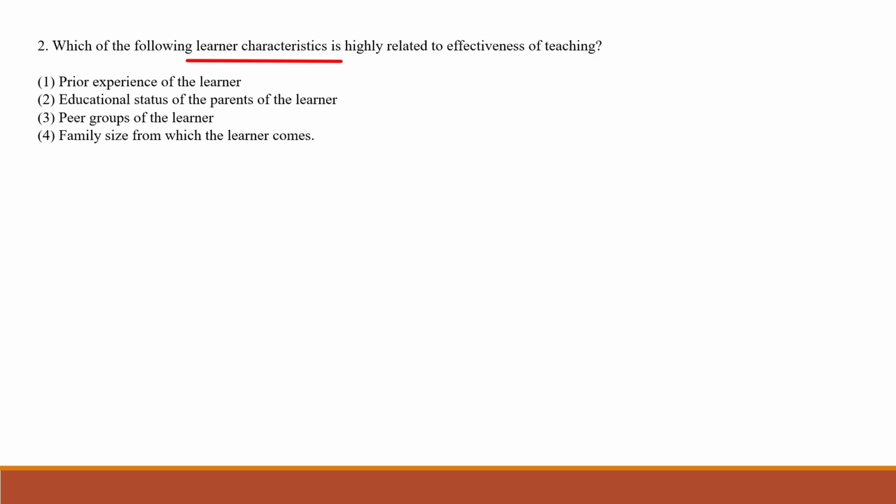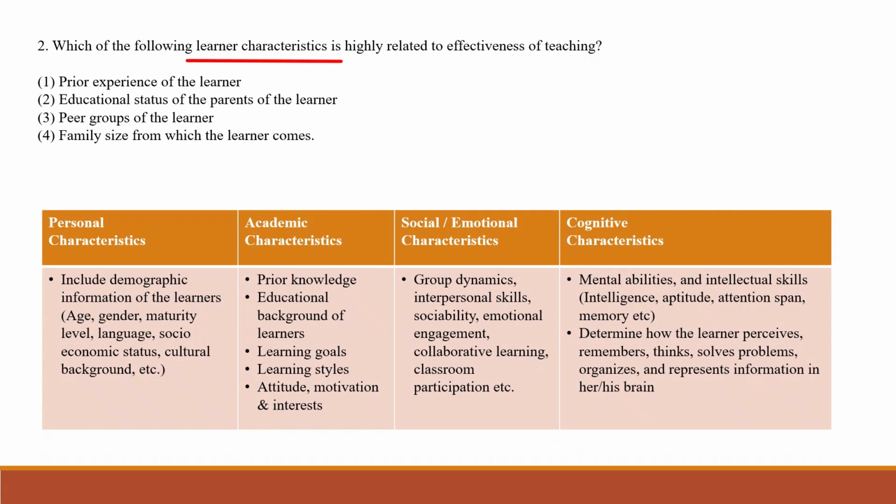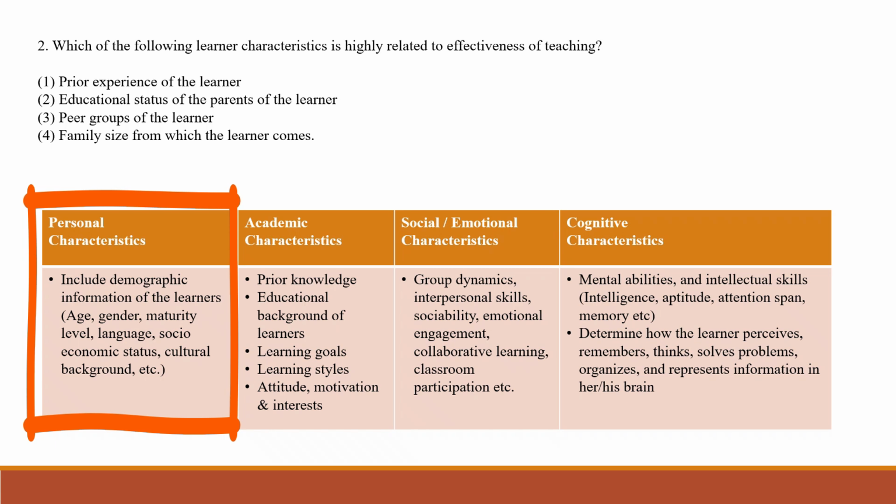Learner characteristics can be understood under 4 major aspects, and they are: first one, personal characteristics. These include demographic and background details such as age, gender, language, socio-economic status, and cultural background. These factors provide background information about the learner and help teachers adapt their teaching methods and motivational strategies. However, they mostly influence learning indirectly.